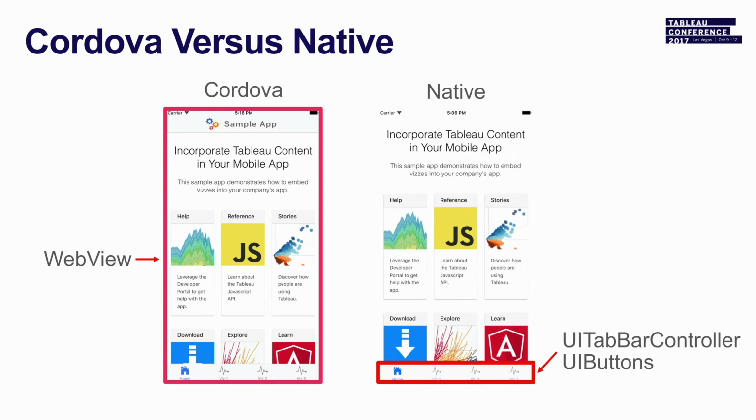And that contrasts with the native approach, where it really is a full-on Objective-C app. Those buttons at the bottom, in iOS land, we would call that a UI tab bar controller with some UI buttons on it. If you tap one of those buttons, then the native iOS event handling takes control.